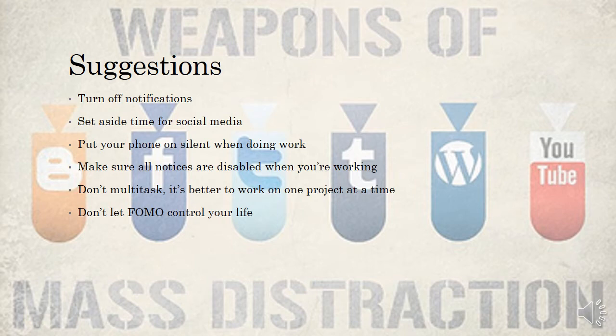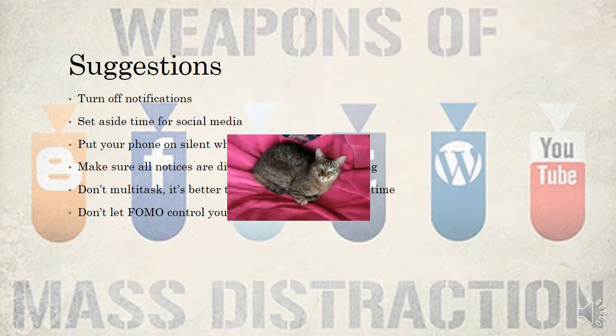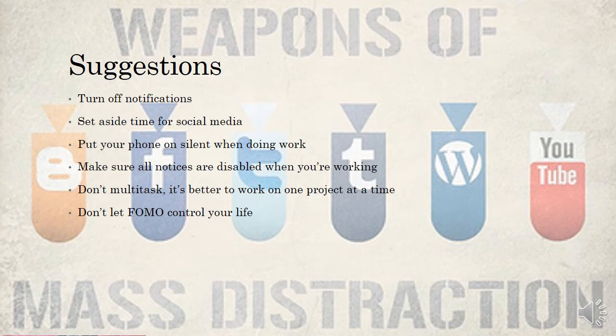So suggestions are you turn off your notifications and set aside a time for social media each day. You will put your phone on silent during work and then set maybe half an hour in the evening aside for just doing social media. Make sure that all your notices are disabled when you're working. Don't multitask. It's better to work on one project at a time, and don't let FOMO control your life.